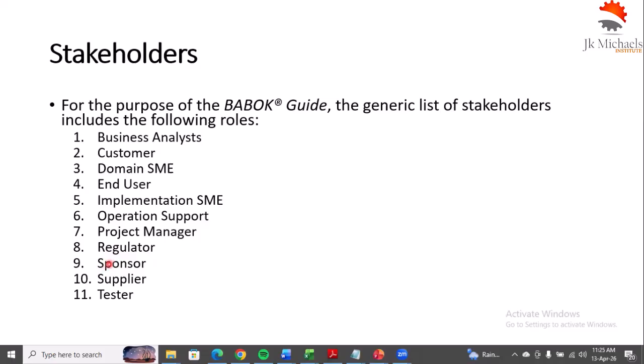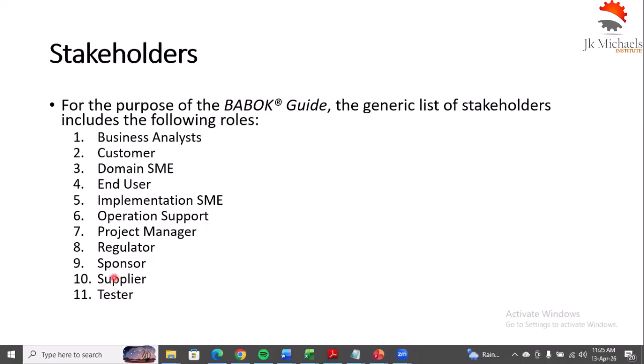He's there to be able to ensure that the goals of the organization are served by the solution that is implemented. We, of course, have the supplier. Supplier would provide resources, right?